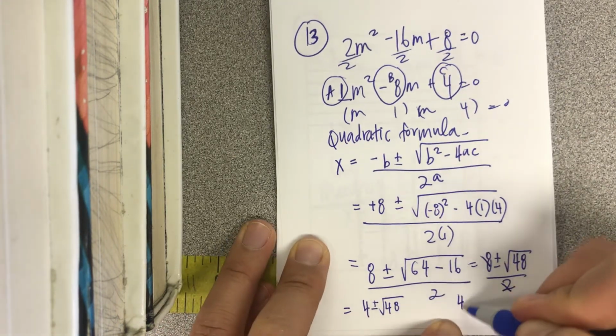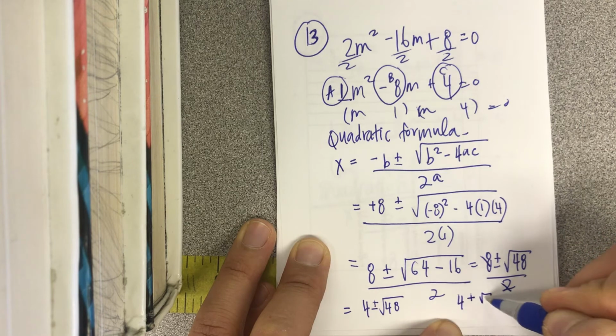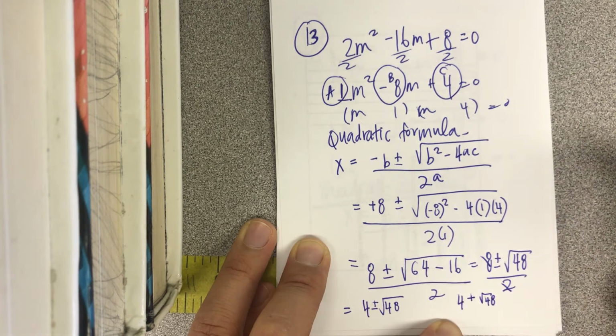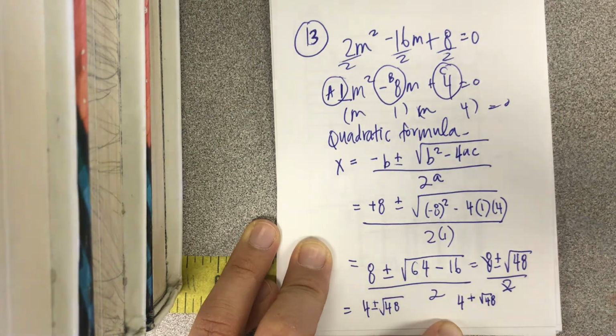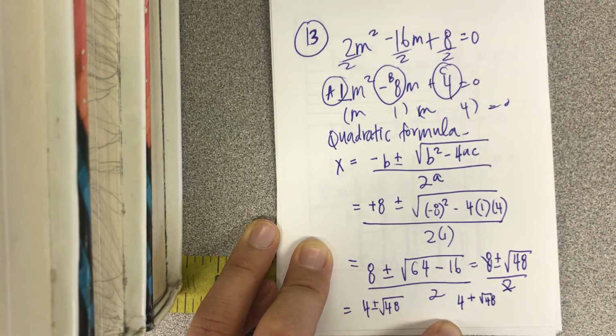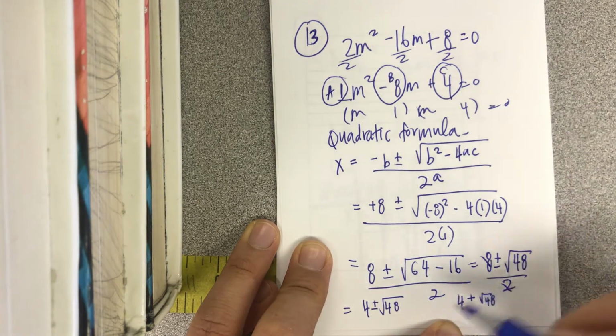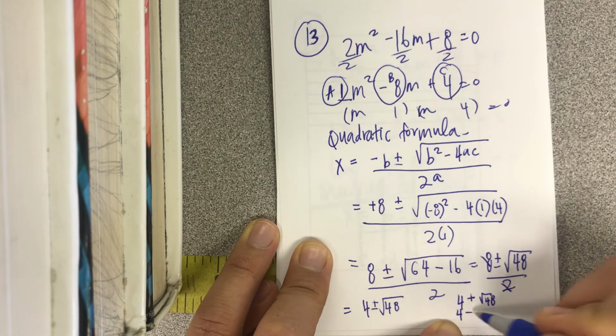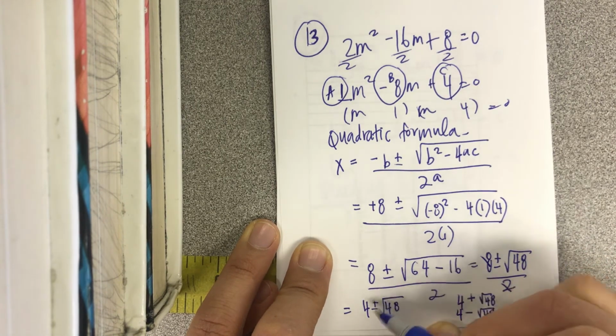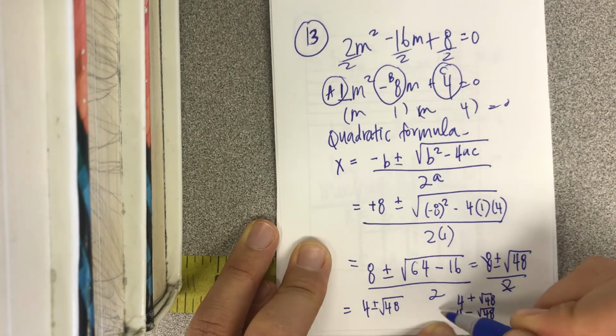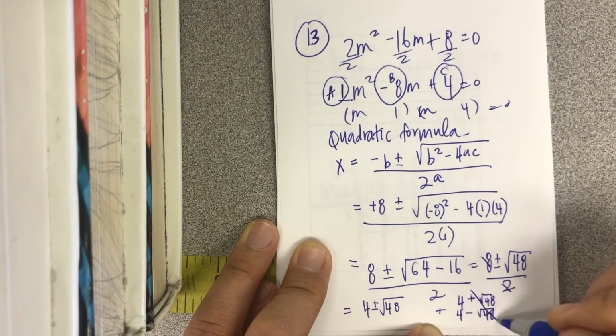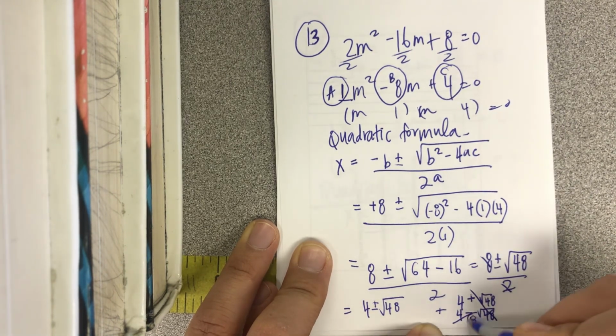I'm going to have 4 plus square root of 48, because they want us to add this, right? Hold on, look at the original question. They want us to know what is the sum of all the values. So this is one value, and then this is one value because of this plus and minus. So if we were to add this up, that and that cross each other out. So 4 plus 4 is 8.